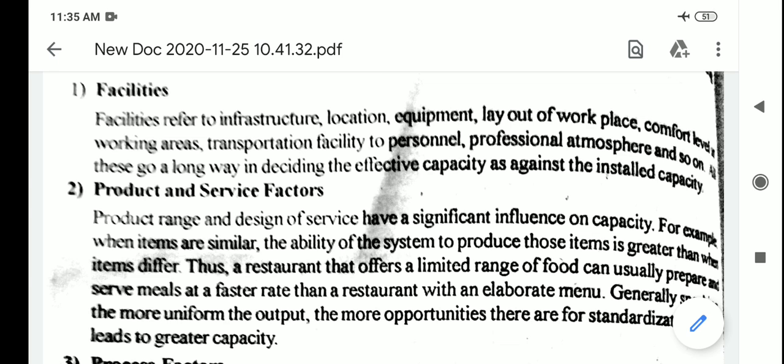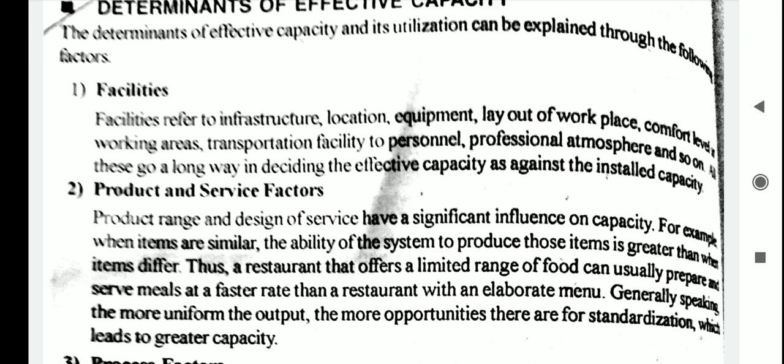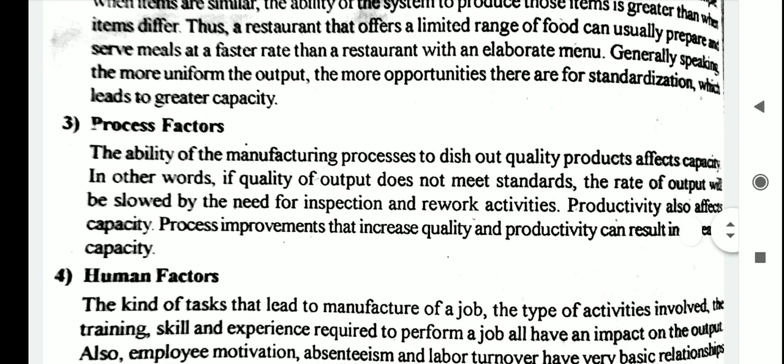The second one is product and service factors. Here product range and the design of a service have a significant influence on capacity. For example, when items are similar, the ability of a system to produce these items is greater than when items differ. Thus the restaurant that offers a limited range of food can usually prepare and serve meals at a faster rate than the restaurant with an elaborate menu. Generally speaking, the more uniform the output, the more opportunities there are for standardization, which leads to a greater capacity.